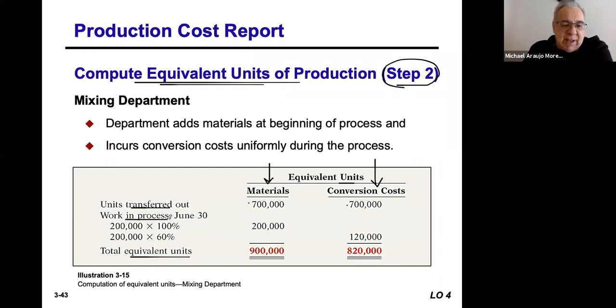But for the work in process, clearly the ones that have already been started used all of the materials. So that's why in terms of equivalent units in materials, 900,000 is still the number here. But for the ones that are still in process that are only 60% done, we then convert that to 120,000. So in terms of conversion costs, the total equivalent units of AGOs is only 820,000 AGOs completed. Those are equivalent units.